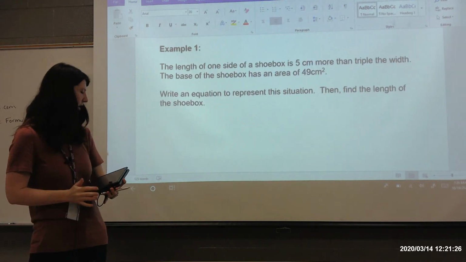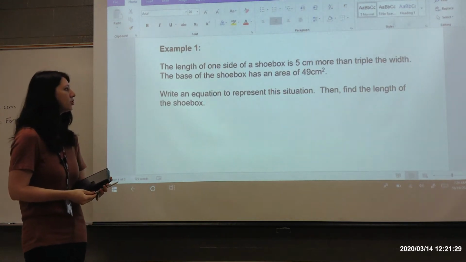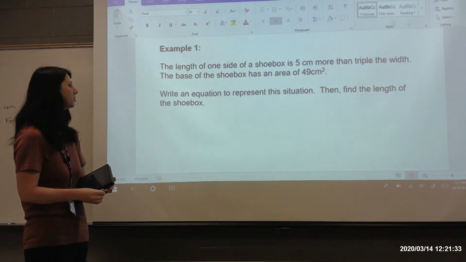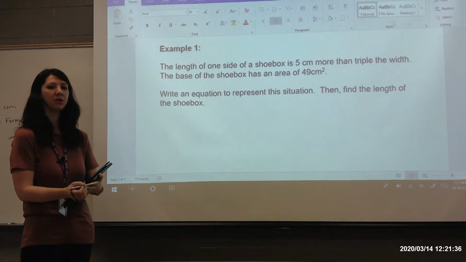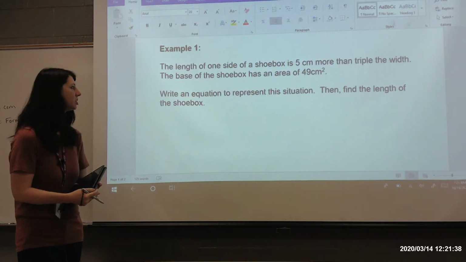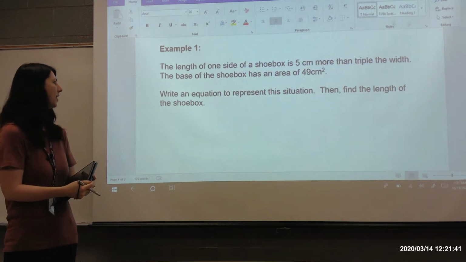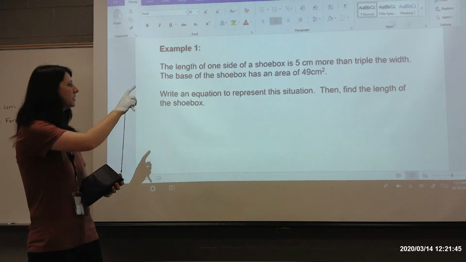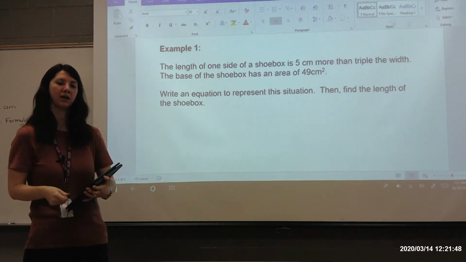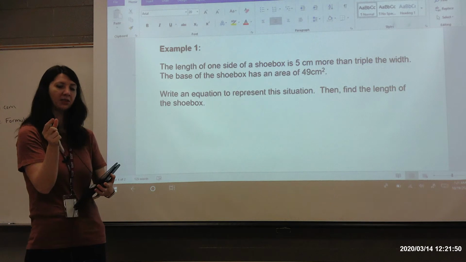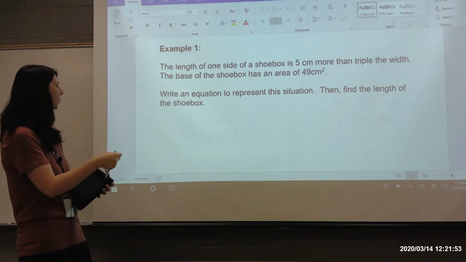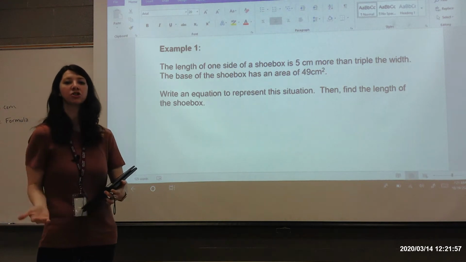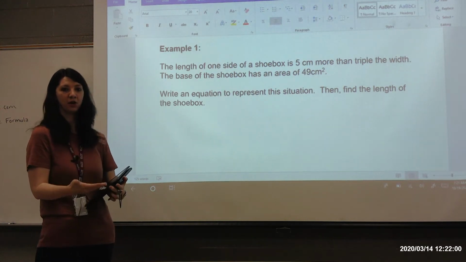Example 1. The length of one side of a shoebox is 5 centimeters more than triple the width. The base of the shoebox has an area of 49 centimeters squared. Write an equation to represent the situation, then find the length of the shoebox. All right, so in this problem, we are representing area. Area is one way that quadratics are related because it's multiplying 2 things together, and that gives us squared values. Okay, our goal here is to figure out how to write the equation and then how to solve for what we need from that equation.